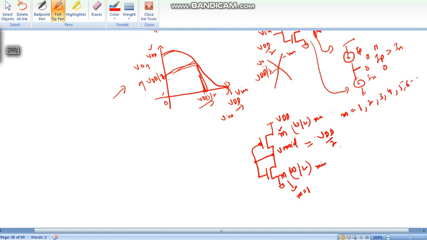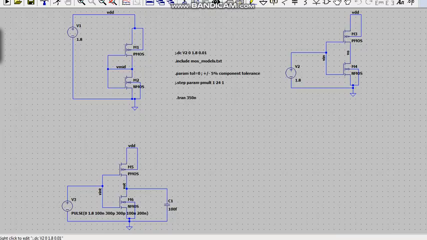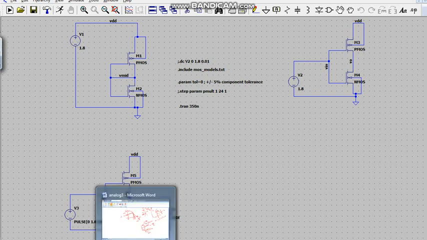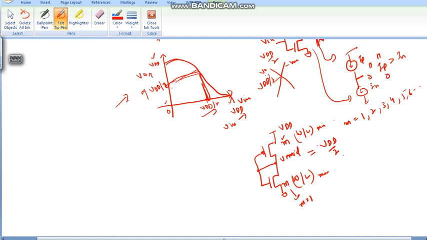We will simulate our circuit using LTSPICE. Let's see LTSPICE. So this is our LTSPICE tool, and here we are going to change the multiplier for PMOS and find out the switching threshold. Before that I would like to show you the model file.